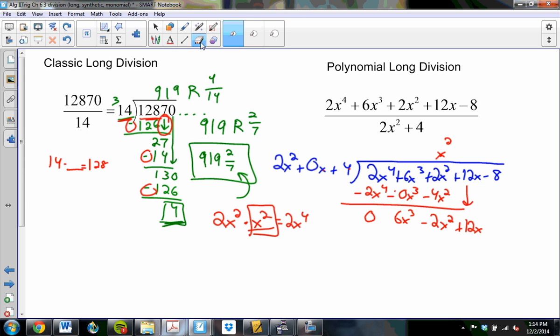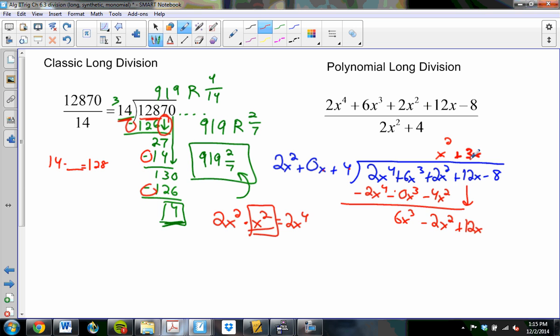Okay, we've just done one round of long division. We're going to do the whole thing again. I'm going to see how many times does 2x squared, the first term, go into this first term, 6x to the third. I only compare the first terms. And in this case, the answer is 3x.